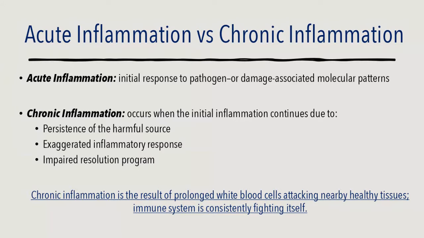So basically, there's a very close relationship between inflammation and our immune system. Chronic inflammation really is the result of prolonged white blood cells that get released from our immune system, and as a result, they start to attack the nearby healthy tissues. This really means that the immune system is constantly fighting itself in our body, resulting in chronic inflammation.